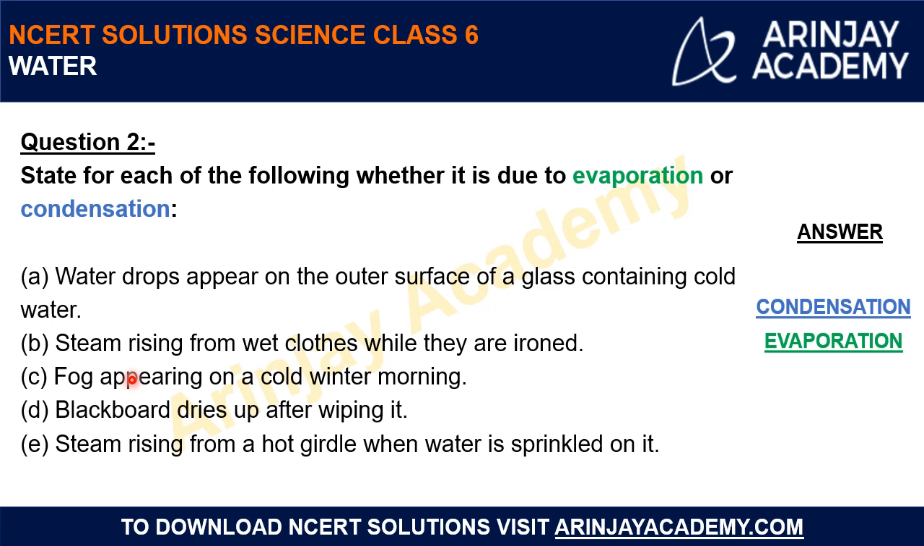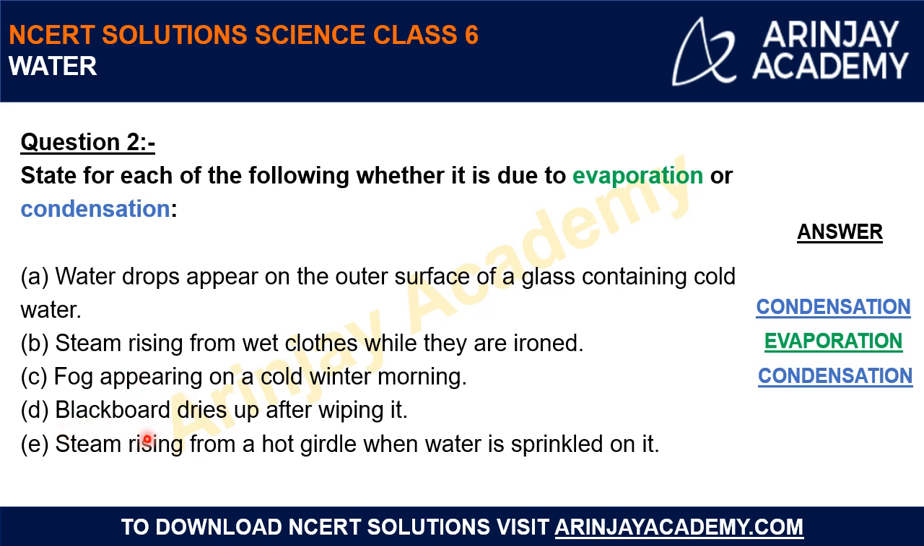So how did the fog form here? The water present in the atmosphere as water vapor got converted into tiny water droplets. So this is again an example of condensation, because water vapor got converted into water.